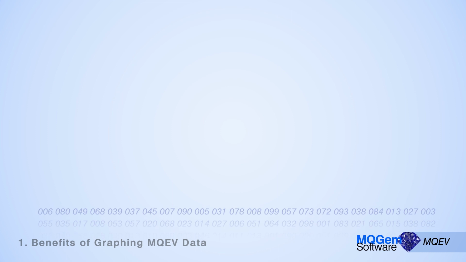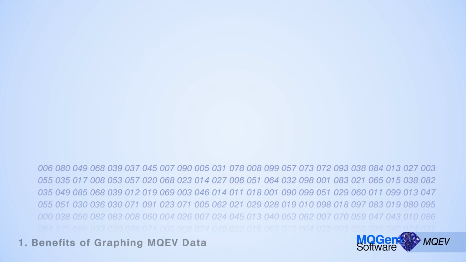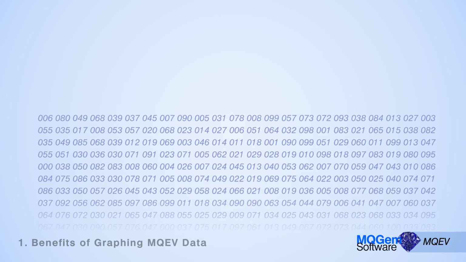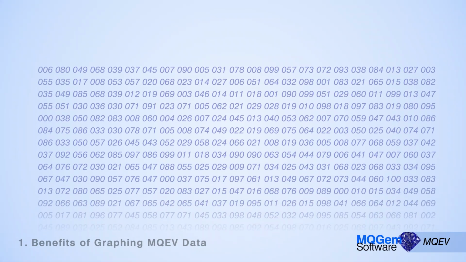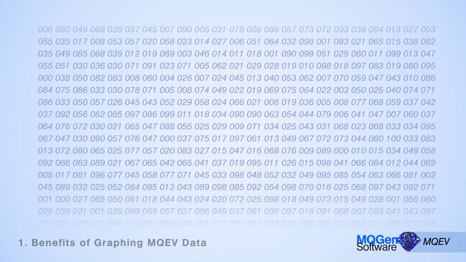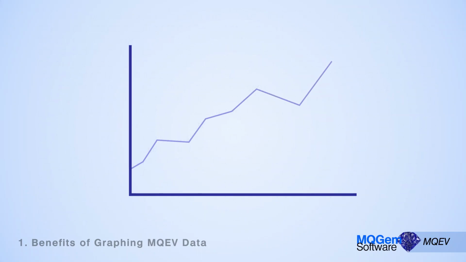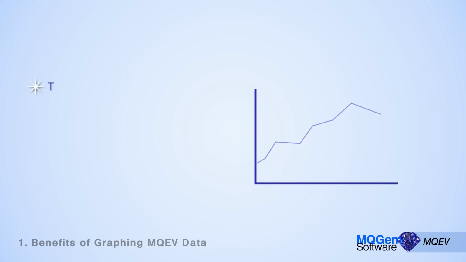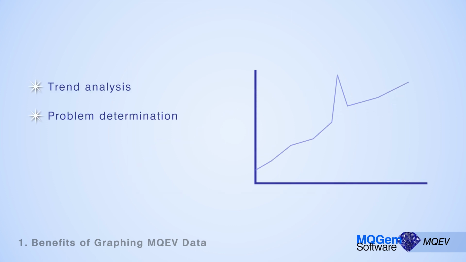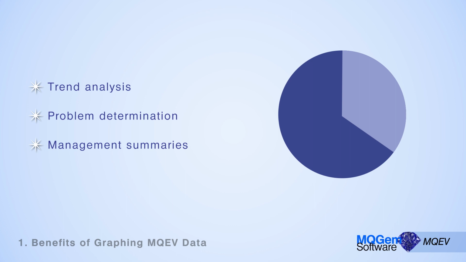The accounting and statistics data that an IBM MQ queue manager emits can tell you a lot about how your queues are being used. Sometimes the best way to view that data is not by looking at lists of numbers, but instead by looking at the data in a graph. Graphing data can be useful for numerous reasons: trend analysis, problem determination, and management summaries.